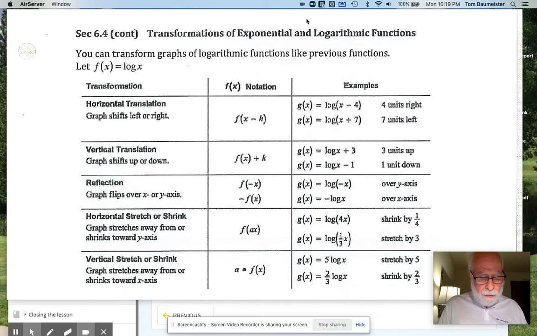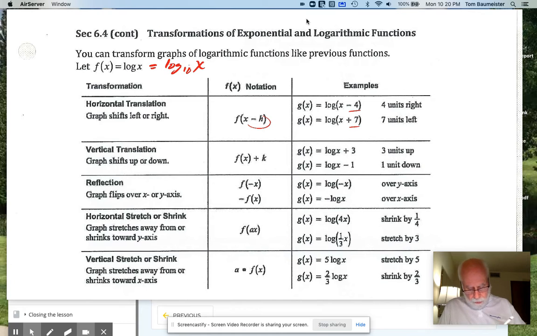So let f of x equal the common log of x, or remember, that could also be seen as log to the base 10 of x. All right. Again, we're going to do the same thing here. x minus h, when it's attached to the x, again, if it's negative, we're going to go in the opposite direction. So we'll go 4 right. This would go 7 left.